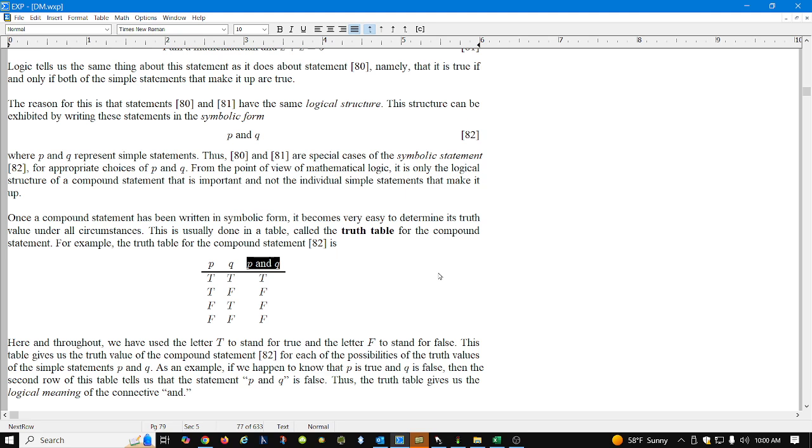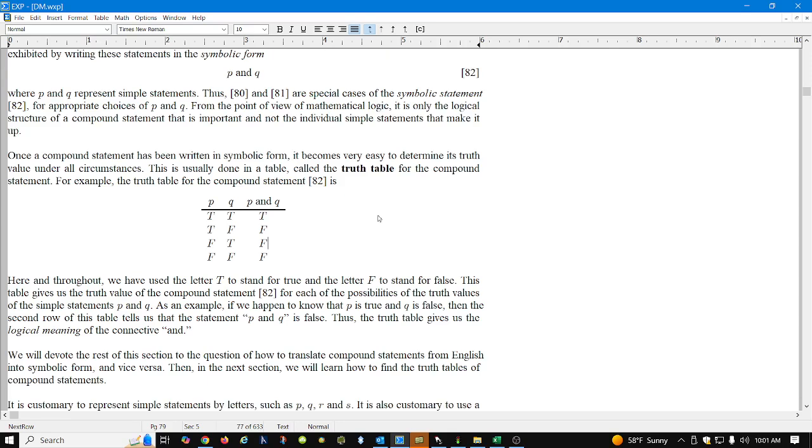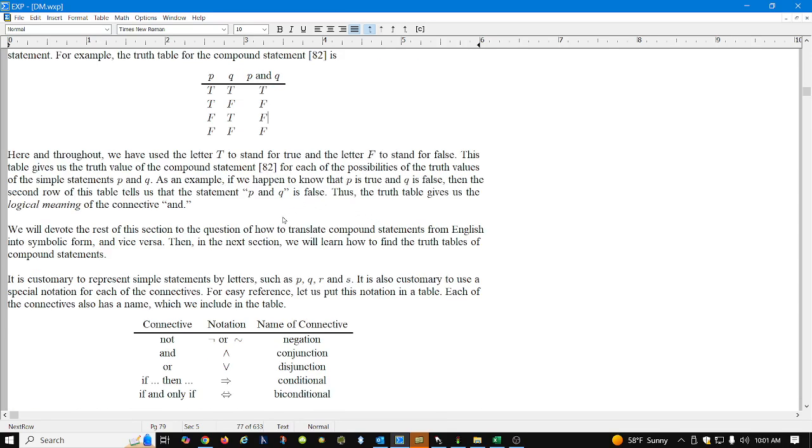And the word and has the same logical meaning as it does, let's say, common meaning. It means they both have to be true. So there's a T here when P and Q are both true. Otherwise, the compound statement is false. That is the logical meaning of the word and. One note of caution, I'm not sure if I'm bringing this up later or not, is some people will write these 4 rows in a different order, so you have to pay attention to that. You can't just read the last column.